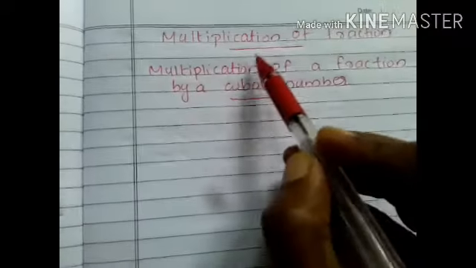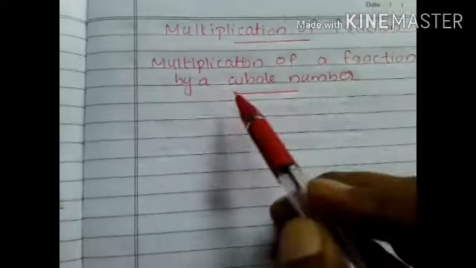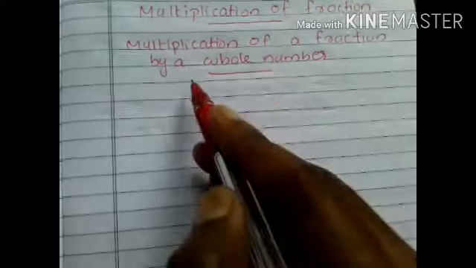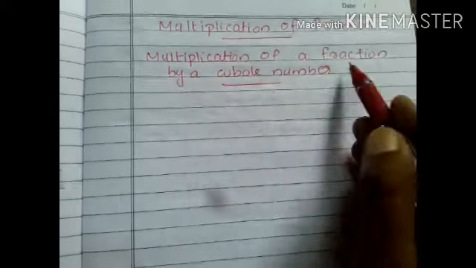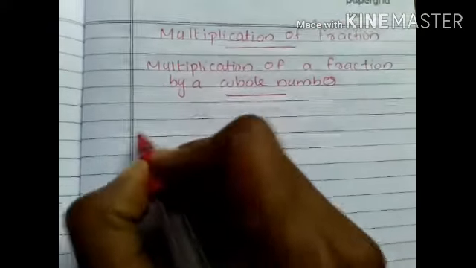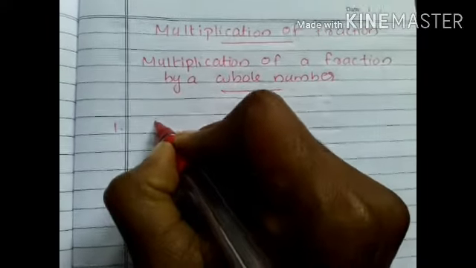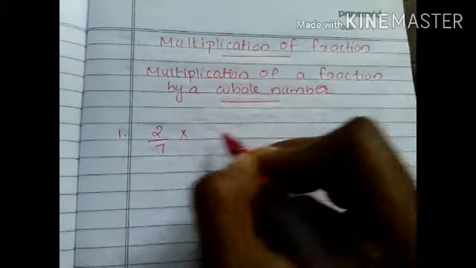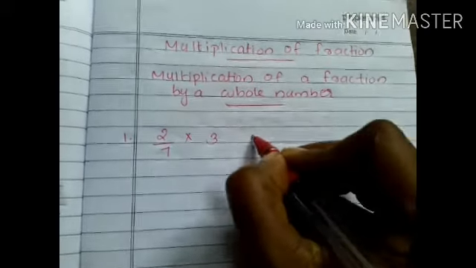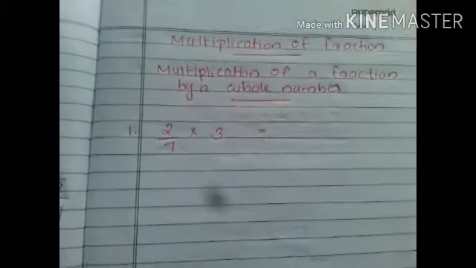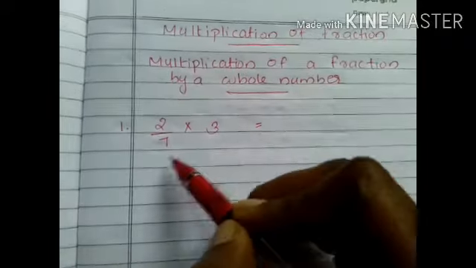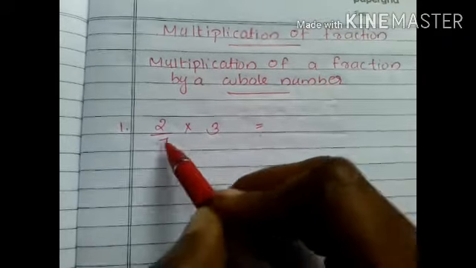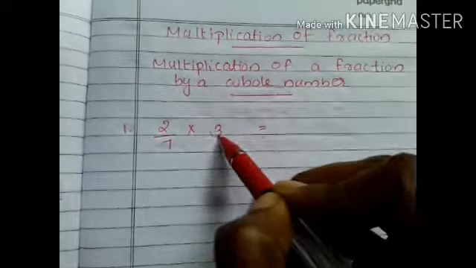Next one is multiplication of a fraction by a whole number. One example, 2 by 7 into 3. How to multiply the fraction by a whole number?